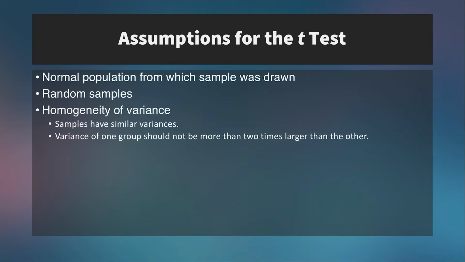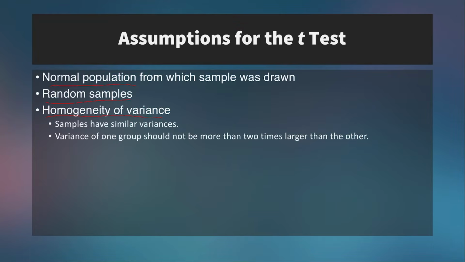Now there are some assumptions that we have to meet before we run a t-test. First of all, the population from which the sample was drawn has to be normal, or at least approximately normal. We need to have our samples drawn randomly, so we can't bias the samples with non-random selection criteria. And we have to ensure homogeneity of variance. Remember that this means that the samples have to have similar variances. Homogeneity means to be the same across the board.